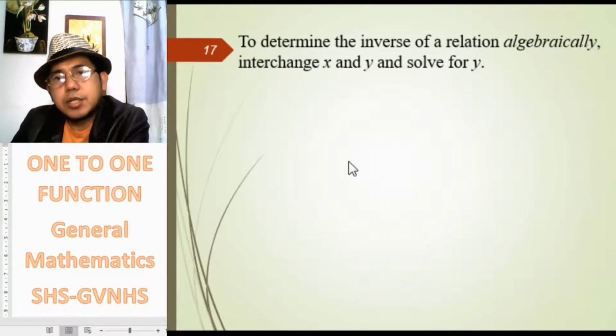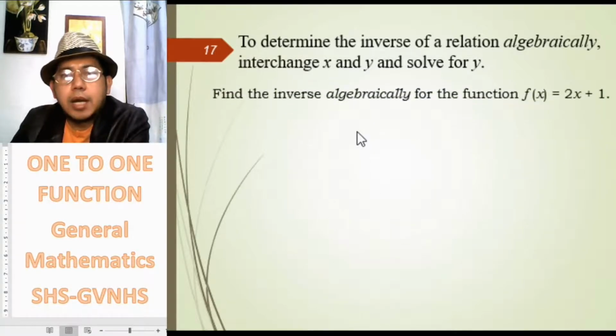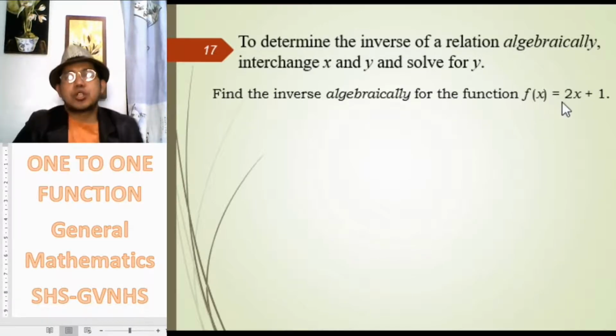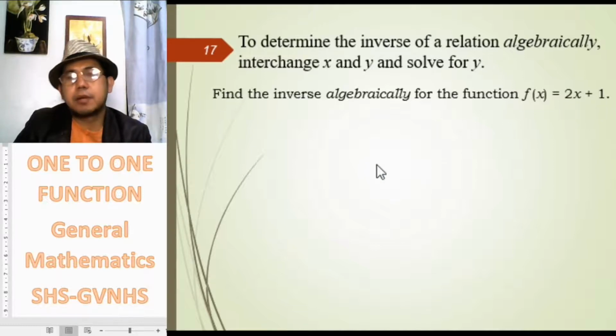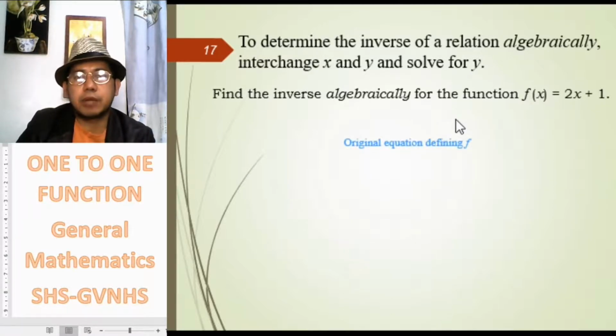Now, it says in here, determine the inverse of a relation algebraically. So I have in here, find the inverse algebraically for the function f of x equal to 2x plus 1. Meaning to say, we are going to look for its inverse. And how are we going to look for the inverse of this function? Consider these following steps.